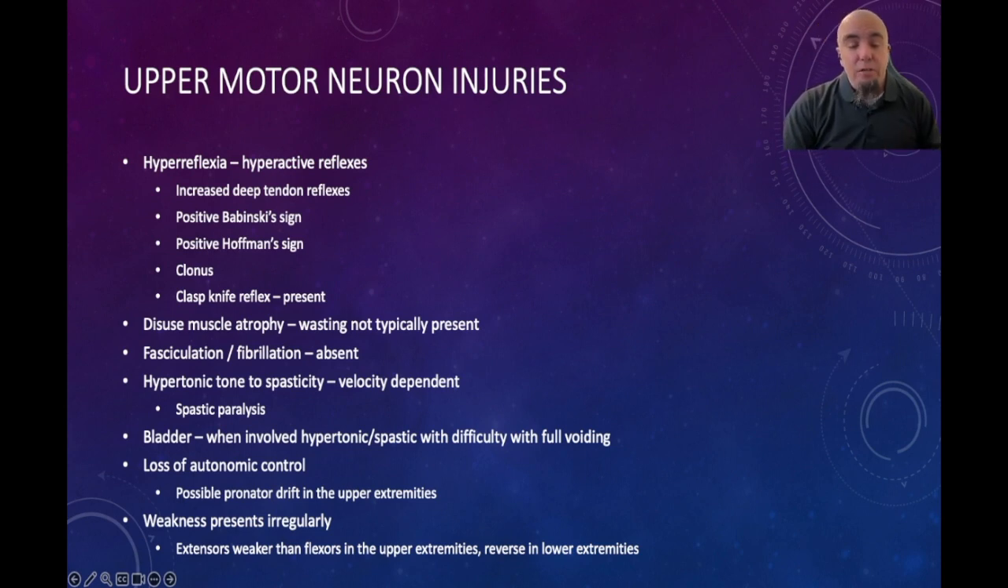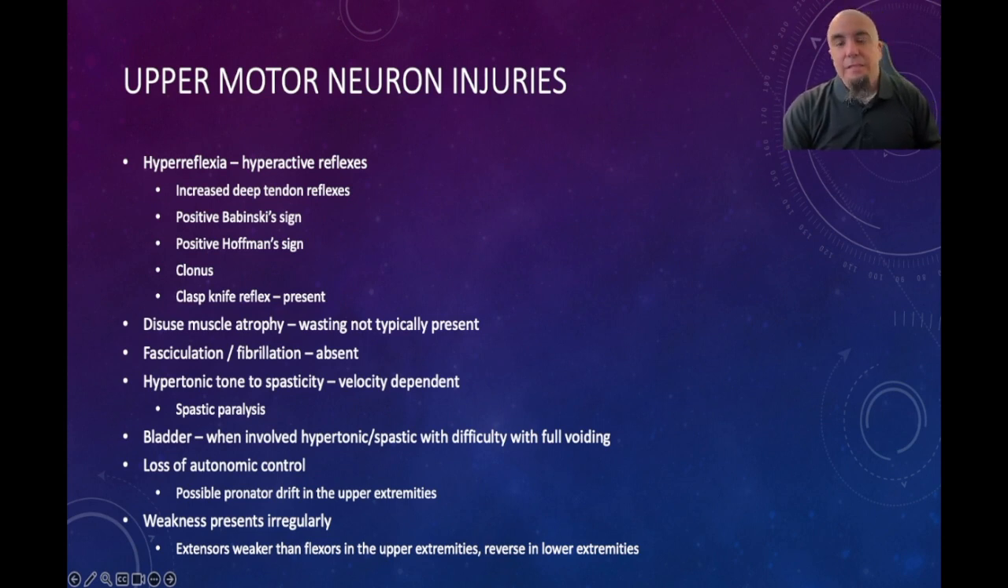As far as muscular atrophy goes, they're typically going to have disuse muscular atrophy because they're going to become frustrated with that limb. They're going to stop using it. So it's not going to waste away. It's just going to stop being used. Fasciculations and fibrillations are going to be absent in these patients. Their tone is going to be very hypertonic to spastic. And when you have that, it's often going to develop into eventual spastic paralysis.